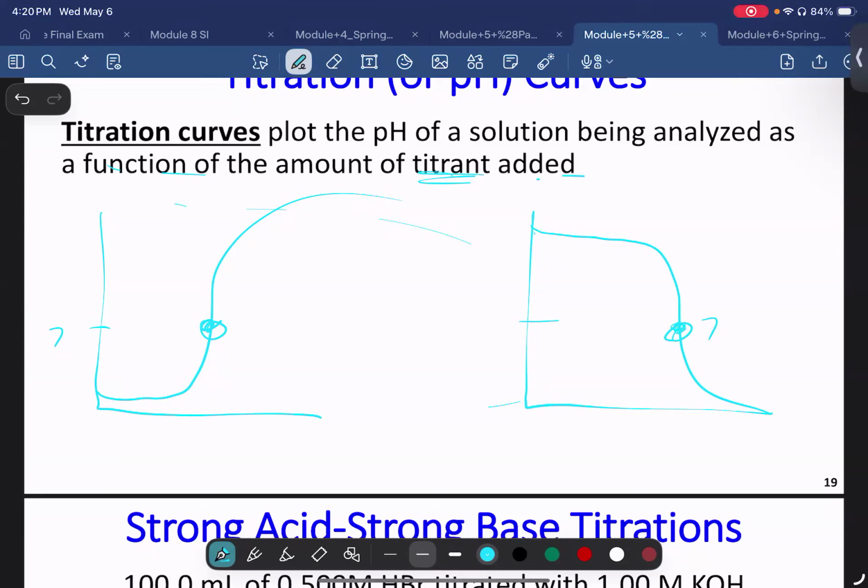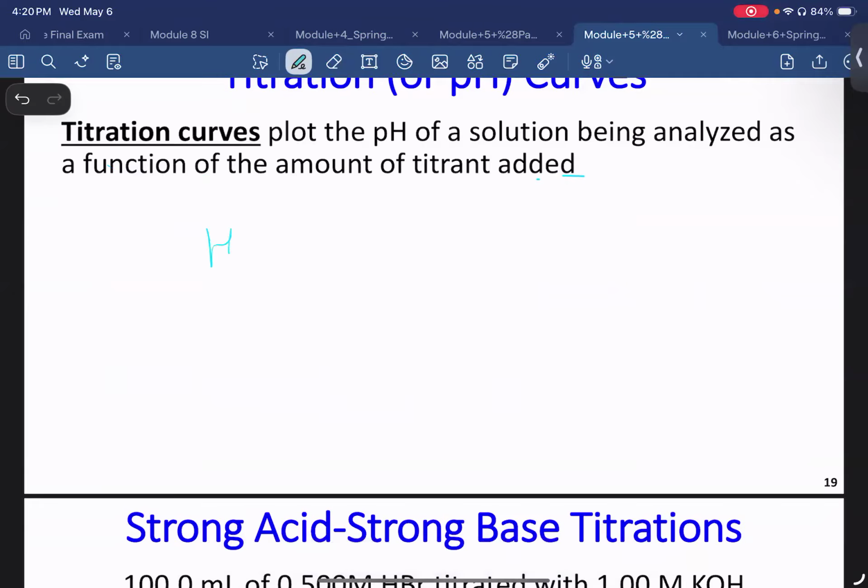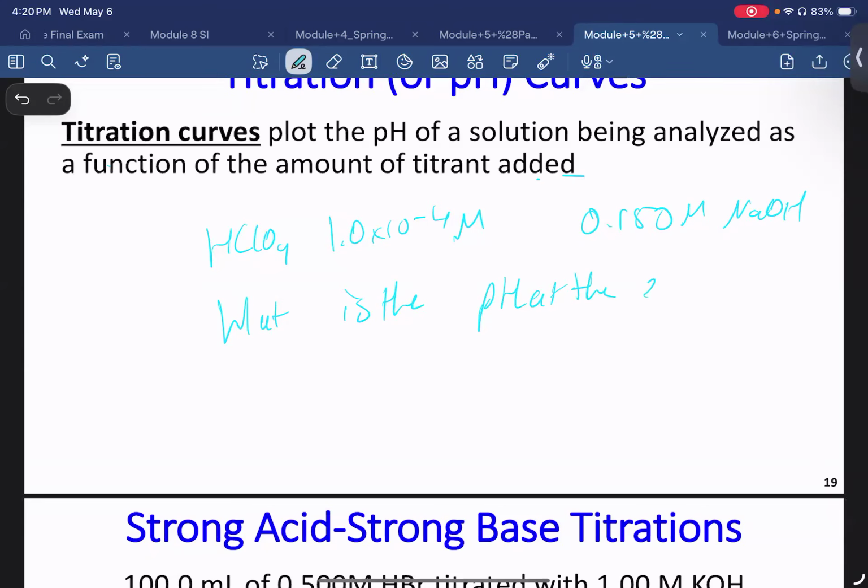I know on the exam there was a question where I gave you a bunch of concentrations. Let's say you're adding HClO4 with a concentration of 1.0 times 10 to the negative 4, I believe, and you added like 0.15 molar of NaOH. And they were like, what is the pH at the equivalence point? Okay, this was a question on your last exam that I saw.